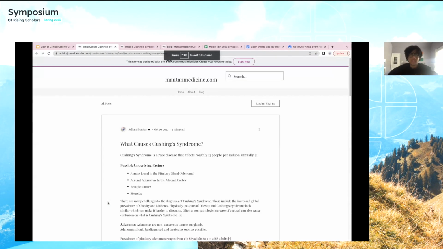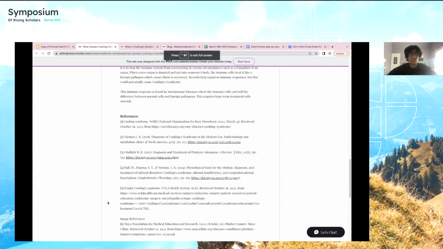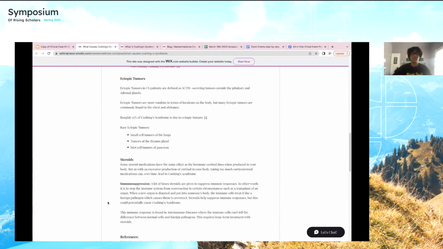The one I really wanted to outline in my blog post was steroids or immunosuppressors. These steroids, also known as glucocorticoids, can actually induce Cushing syndrome. For example, if you were a patient getting an organ transplant, when that organ is transplanted into your body, the immune system acts as if the organ is a foreign pathogen and starts to attack it. Thus, you have to give immunosuppressants, which are basically a form of steroid.